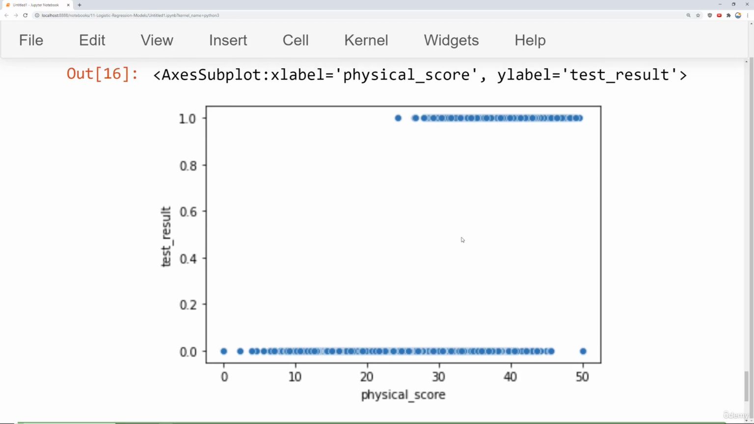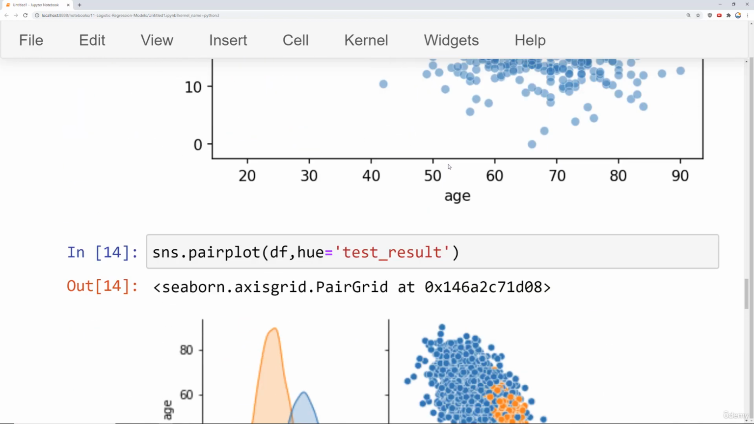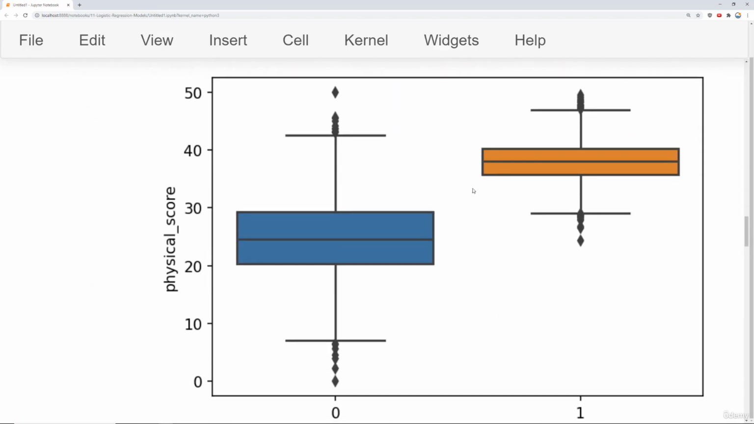And this may or may not be informative. Obviously it depends on the actual data set. But we can see here, this is almost more like a box plot than it is an actual scatter plot. And so if you get something like this, I would recommend that you probably actually use a box plot, because this is essentially just showing you the distribution of the physical score per class, which is pretty much exactly what we did if we come back up here with what we did right here.